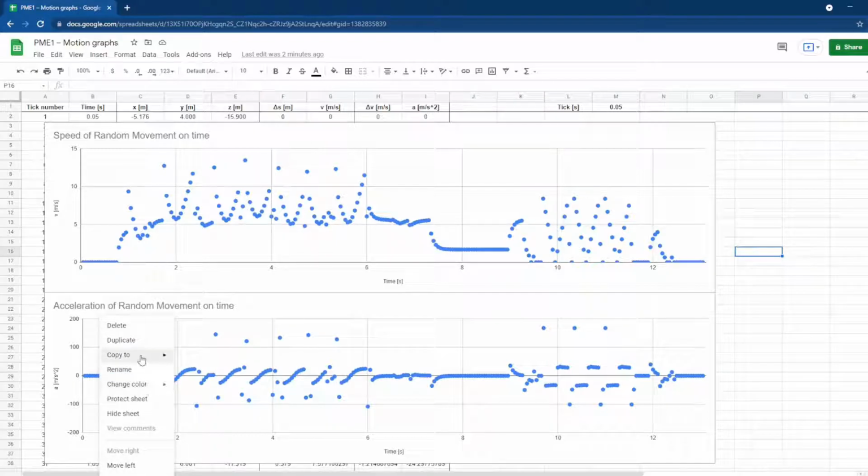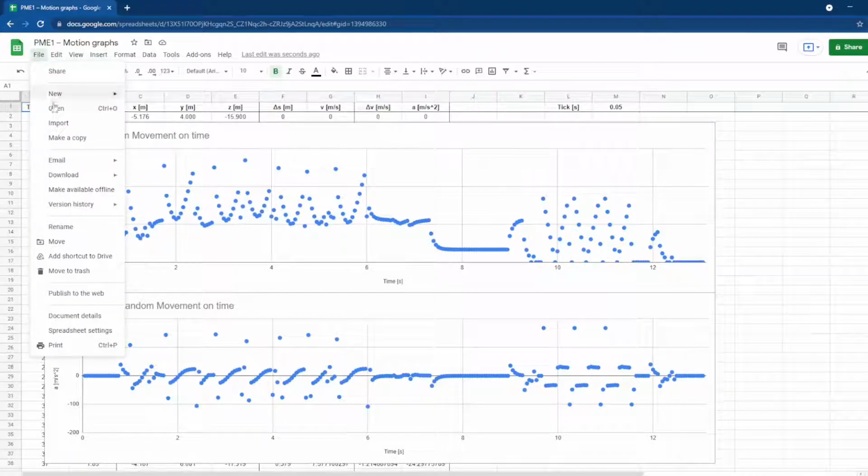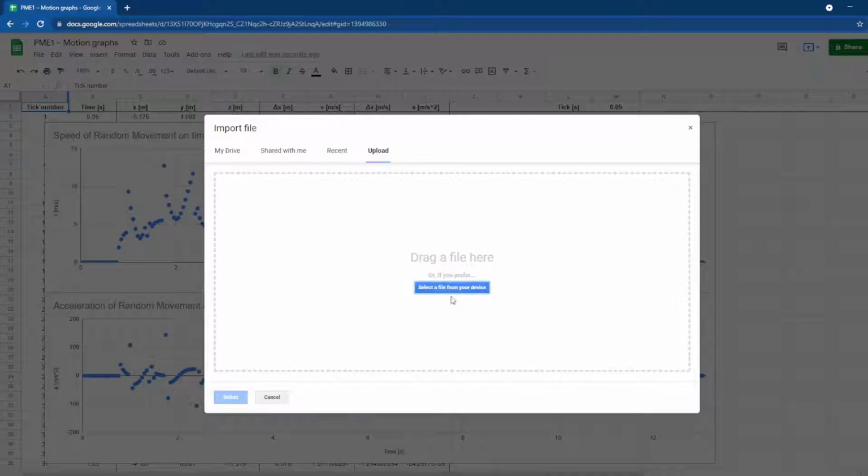So let's rename this sheet to random movement, and let's do the other ones. The way I'm going to do it to save myself some time is I'm going to duplicate this sheet and rename it to boat on ice, because that's the one we're going to do next. I then again grab the data from the latest log and paste it into a new data holder. And now, using the same method as before, I will upload the new data holder.